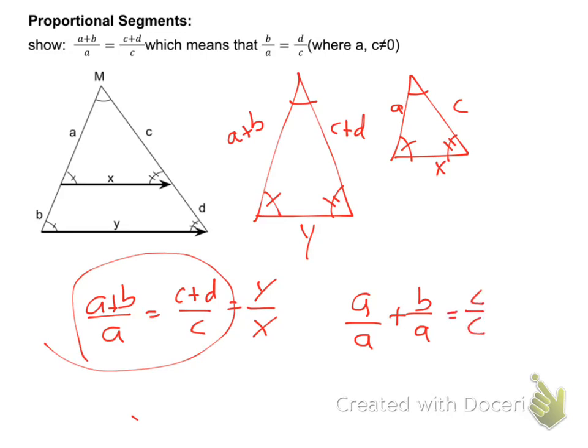C over C plus D over C. What's A divided by A? It's a 1. What's C divided by C? And if 1's on both sides, could I subtract it out? So would that just be gone? And what are you left with? B over A is equal to D over C.